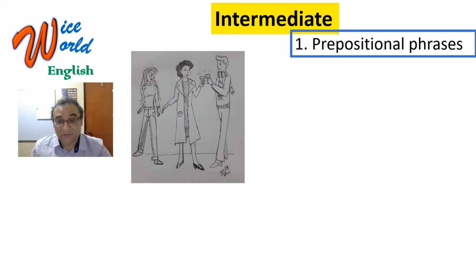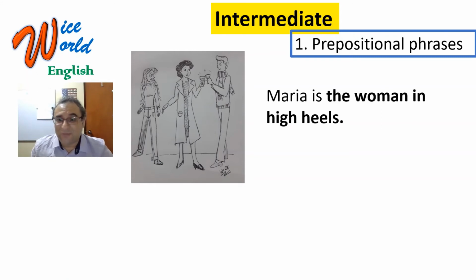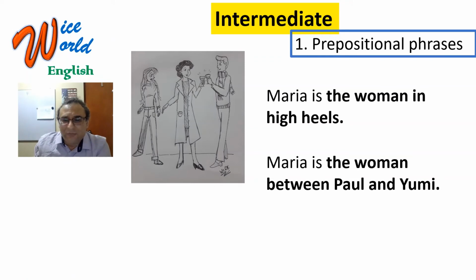I hope you paused the video, because now we're going to see some examples, okay? Some possible sentences that you might have come up with. So let's see, we can say, for example, Maria is a woman in high heels, right? There are many women in the party, but she's the only one with high heels. If you look at the picture, you will see that the other girl is wearing sneakers, right? So it's different. Maria is a woman between Paul and Yumi, okay?